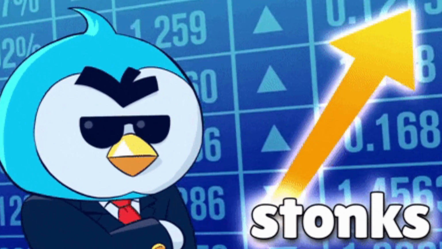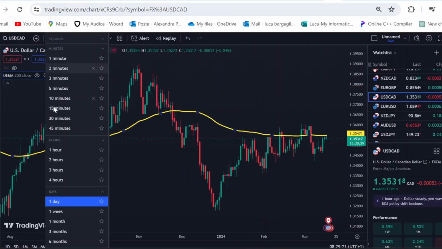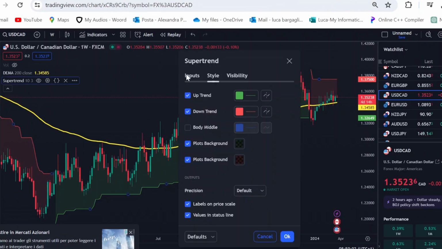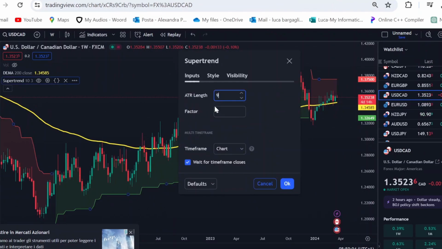Okay, the results are in. The best pattern is the bearish engulfing candlestick. The best time frame to trade this on is the weekly. This pair is best to trade this on. You don't have to change the DEMA length, but you do have to change the super trend length to 99 and finally change the multiplier to 5.